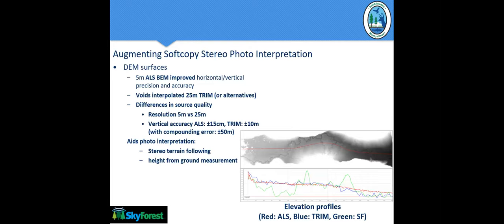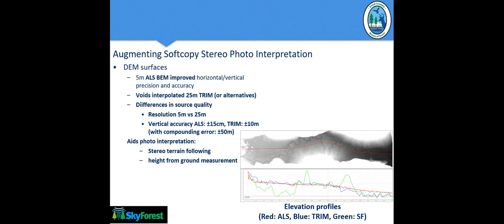So this first one is we're trying to improve the terrain surfaces. So we're coming up with a 5-meter terrain model for the entire timber supply area. And we're using the LiDAR to do that. And the voids are interpolated using some ancillary data. We have province-wide TRIM terrain models that are photo-based from the 1990s. So we're using those, which are 25 meters. And we're also exploring the use of some alternative data. So we got SkyForest to run some 5-meter terrain models for us for this purpose. And so this aids in the photo interpretation. We provide stereo terrain following to do the delineations. And we get some height from ground measurements to aid in the attribution of these stands.